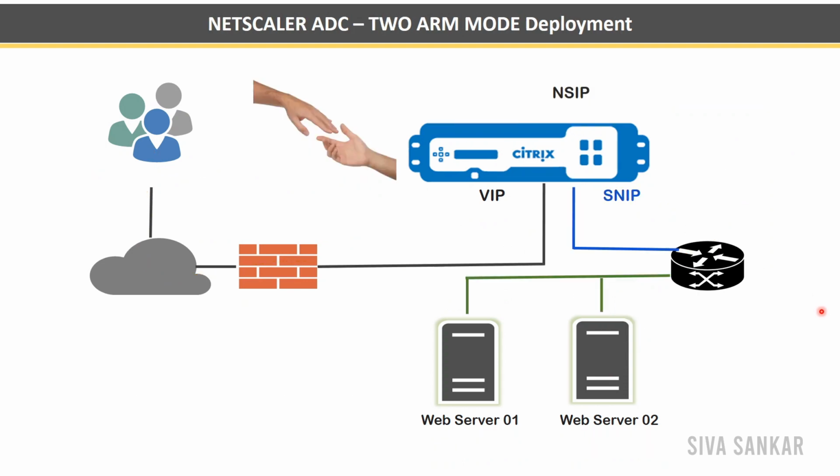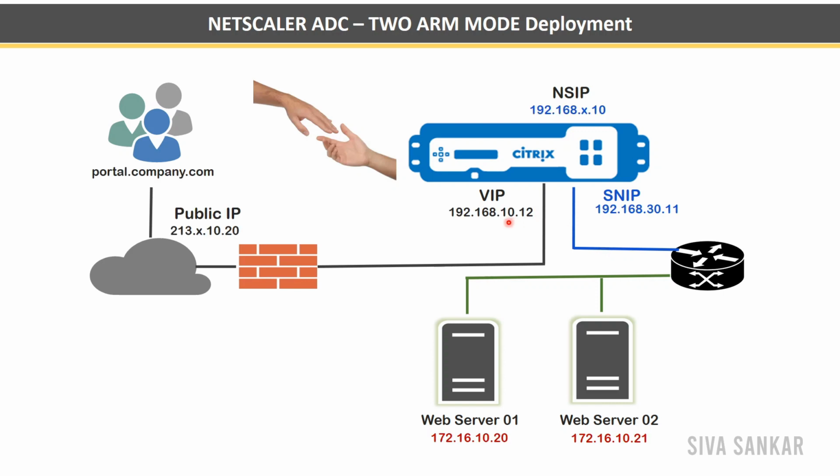Now let's jump into the two arm mode. So two arm mode means very simple. Unlike the previous one, where you have only one interface and the incoming and outgoing traffic goes through the same interface, that is one arm mode. Now in two arm mode, you have the virtual IP sitting in one interface, but the subnet IP is sitting in a different interface. This is important. What I mean by interface is they are different VLANs.